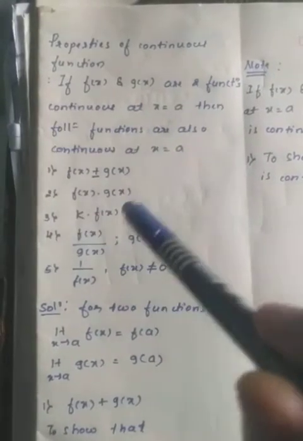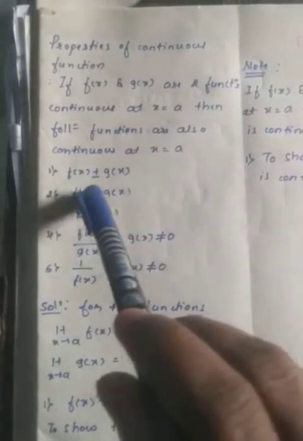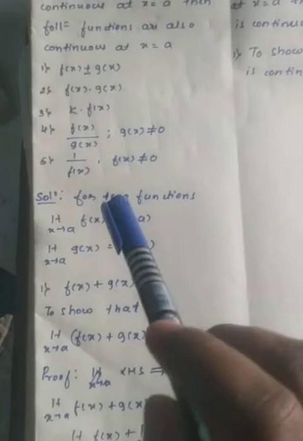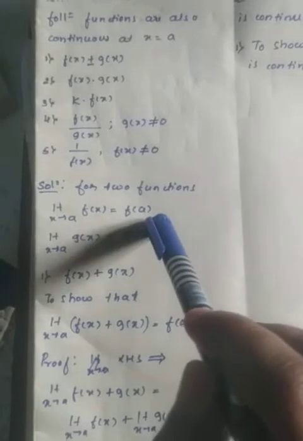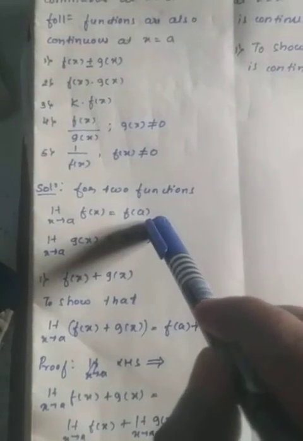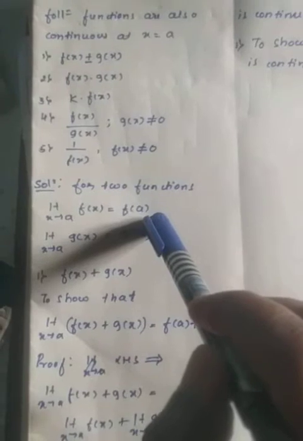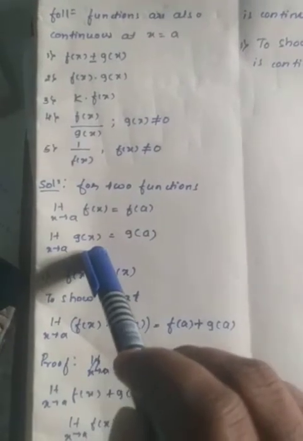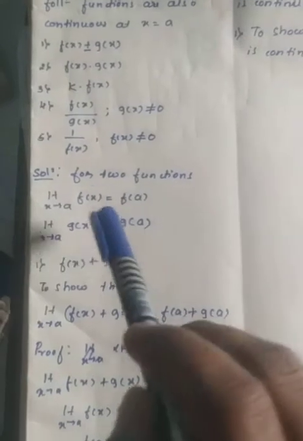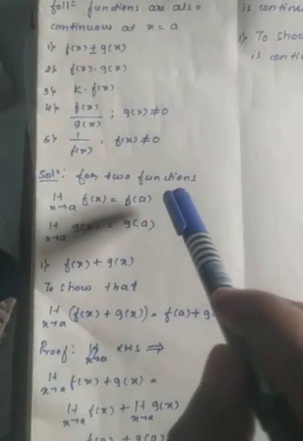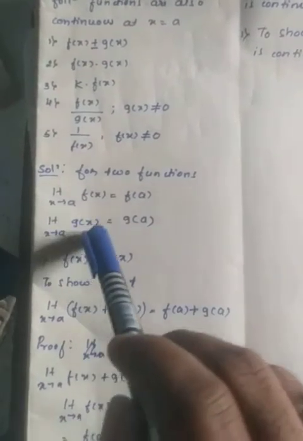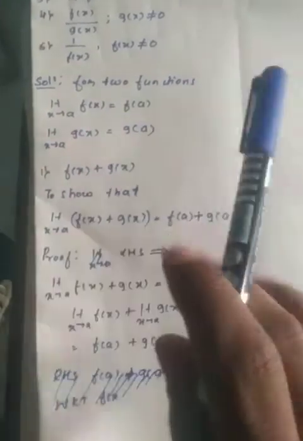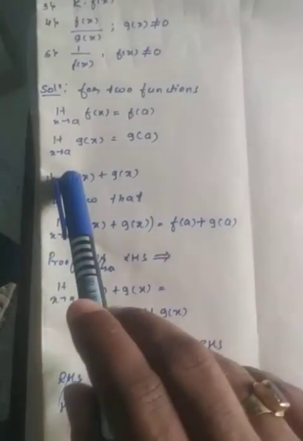So how many functions have we seen here? One is f and one is g, so we have two functions. For these two functions, limit x tends to a of f of x is f of a, and limit x tends to a of g of x is g of a. When limit x tends to a of f of x is equal to f of a, we can say that function f is continuous. When limit x tends to a of g of x is equal to g of a, then we can say that the function g is continuous at x equal to a.